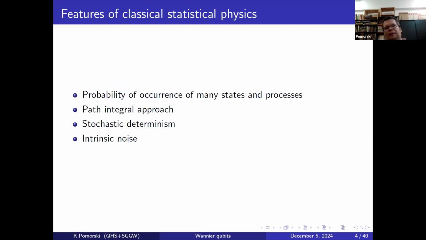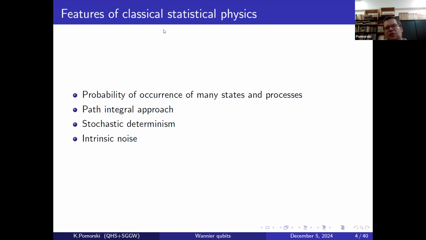So basically, in statistical physics, we have the probability of occurrence of many states and processes. And also, it's less known, but in classical statistical physics, when you have a boat on the sea, this boat can move between points A and B on various paths. This is not always a fully predictable process because you have various currents, and various random factors can participate. So such a process in classical statistical physics is also described by the path integral approach in a way.